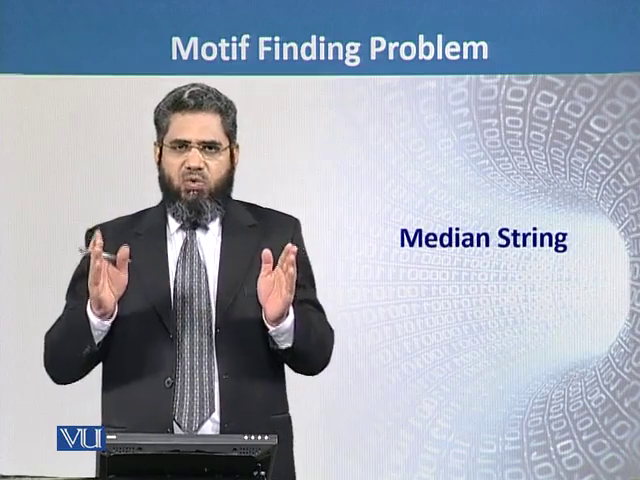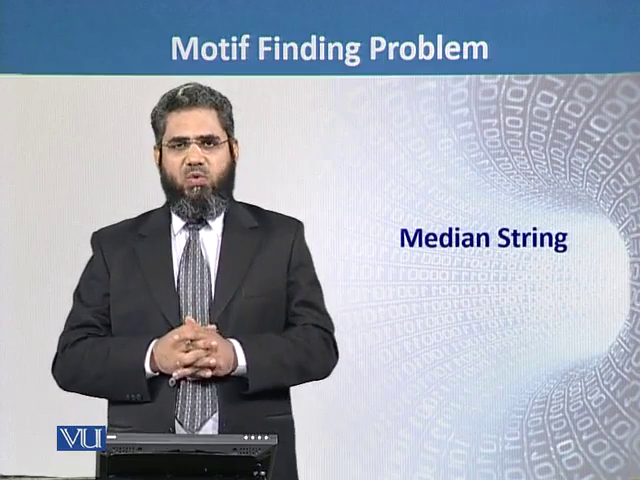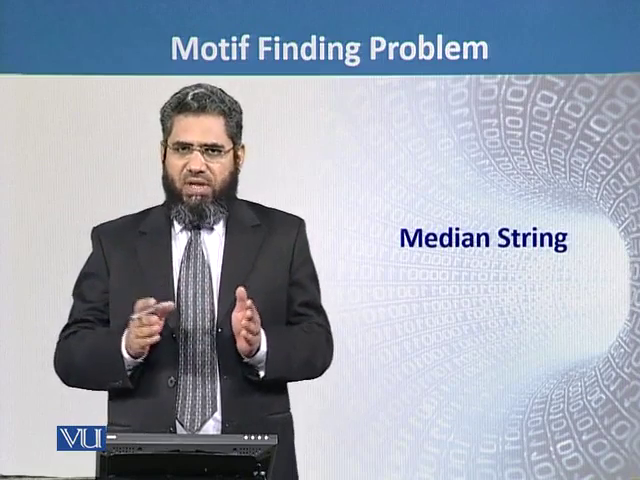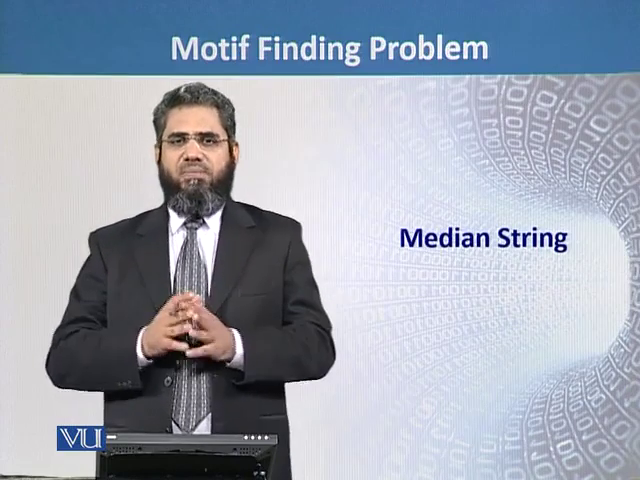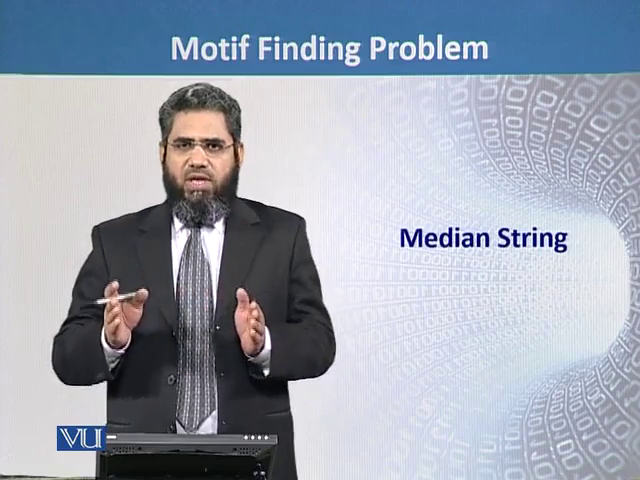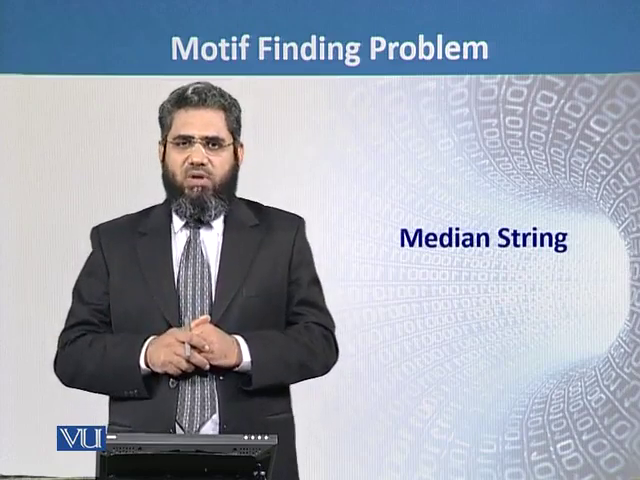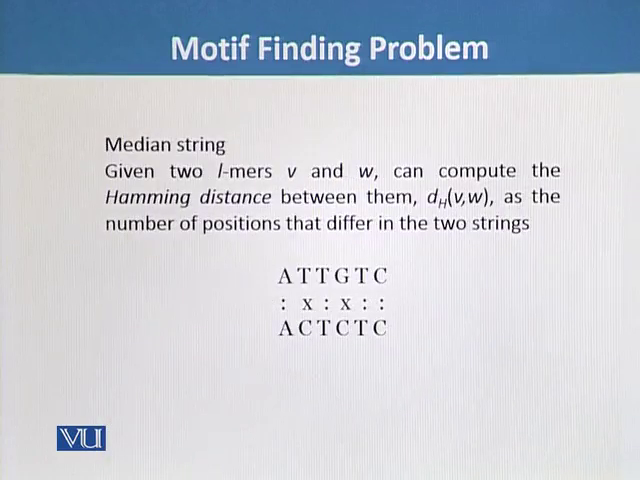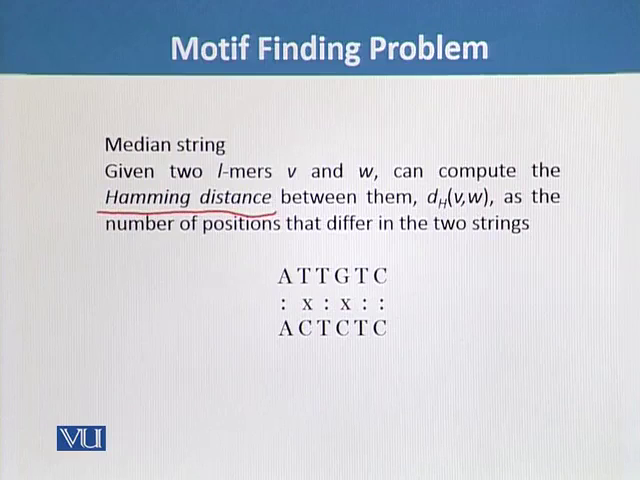If two elements are different within the two equal-length strings, then the Hamming distance will be 2. And if the differences are within 3 elements, then the Hamming distance will be 3, and so on. So I have already told that we have to calculate the Hamming distance between the two l-mers V and W. For example, this is the V l-mer and this is the W l-mer.